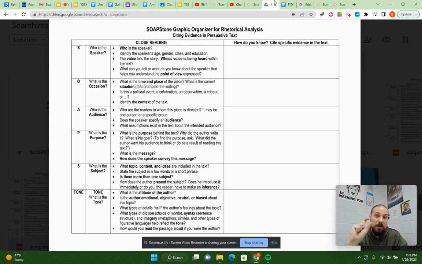Okay. And then we got the occasion chunk of it. The occasion, think of it like, again, if the speaker is part of the background information, the who behind it, the occasion is like the what behind it. What's the occasion? Why are we writing this? What is the thing that's happening in the real world that's causing this person to speak this or write this?